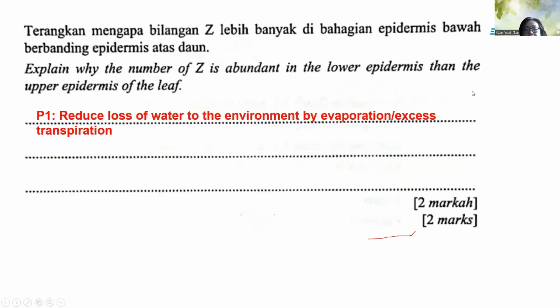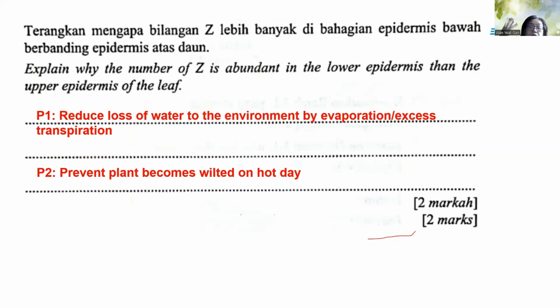Now, being at the lower epidermis will reduce loss of water to the environment by evaporation. So if the stoma is found on the upper part more, then it is directly exposed to sunlight that will result in the plant losing a lot of water by evaporation. Then the plant will become wilted. So by having more stoma at the bottom of the leaf, it actually prevents the plant from wilting on a hot day.